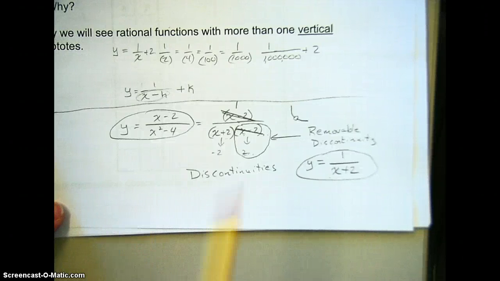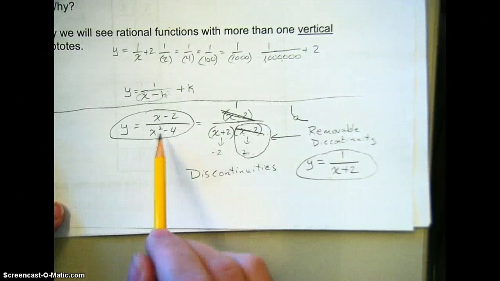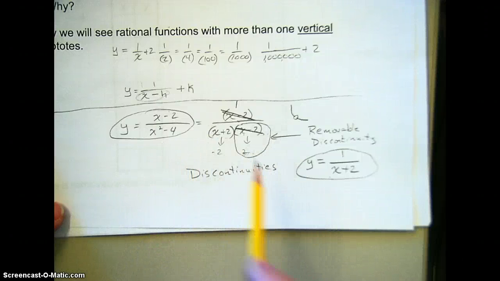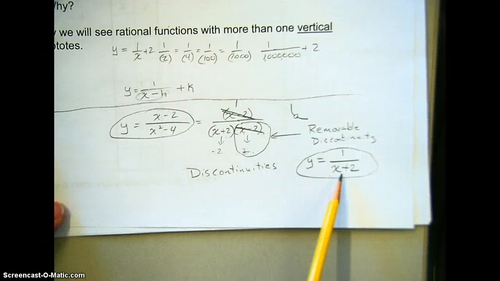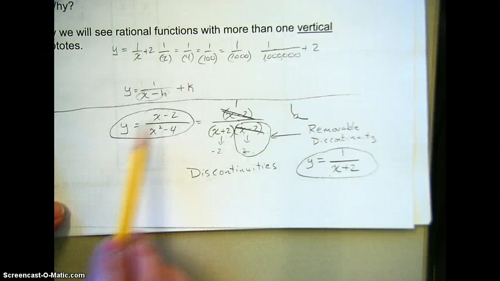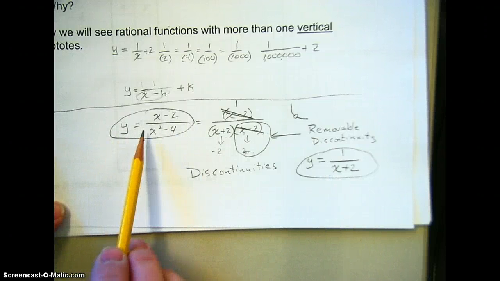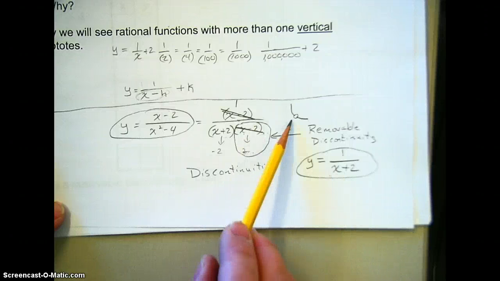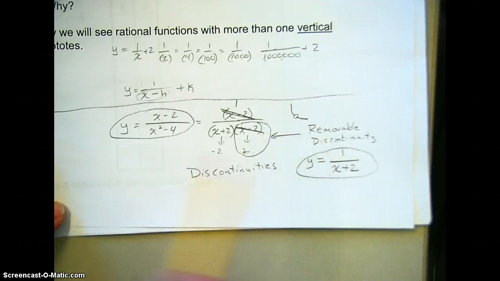If you look at your table and you graph this one, you'll see an error at positive 2. Versus in this one, if you were to just graph this one without telling your calculator that you had this to begin with, you wouldn't see that hole. But in this one, you're going to see the hole. Okay, so we're going to see that today.